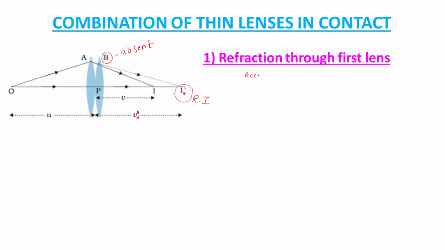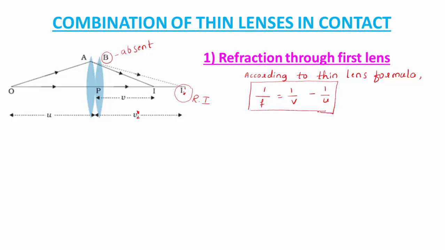So according to the thin lens formula, we have the equation. What is the equation for the thin lens formula? That is 1 by F equal to 1 by V minus 1 by U. So this equation I am going to use in both the cases, because here the second lens is absent, which is equivalent to the thin lens equation.